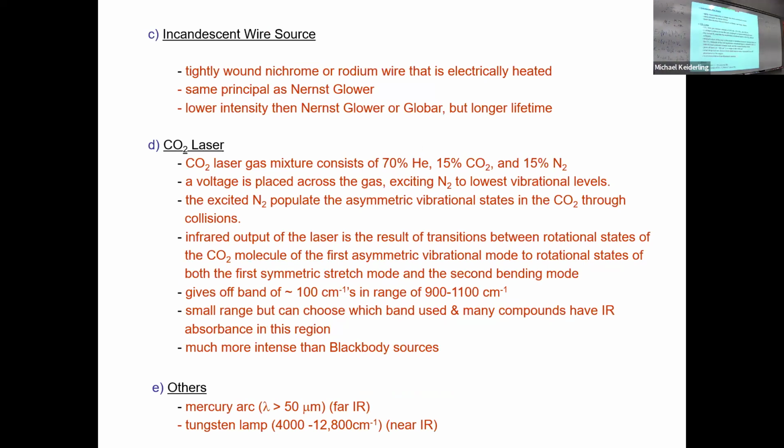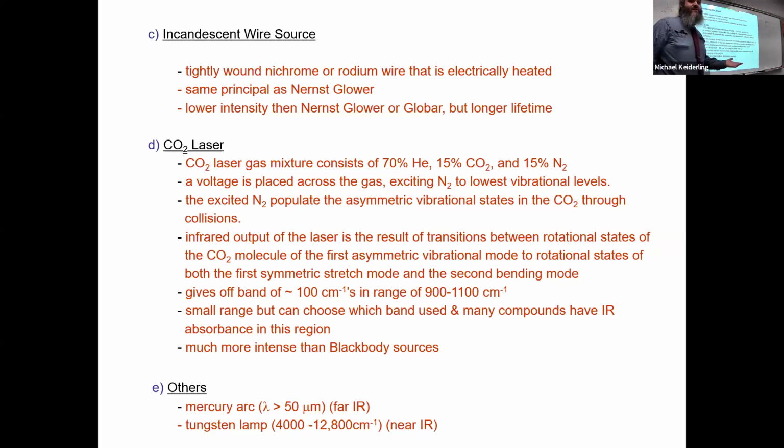You can use an incandescent wire source, which is a hot wire. So this is often a tightly wound nichrome or rhodium wire that's electrically heated. Have you ever seen an electric space heater? One of those ones with the coil wire, that's it. It's a toaster. It's the same principle as a Nernst glower or a glow bar. It's a lower intensity than a Nernst glower, but a longer lifetime. Nichrome wire is used as heating wire in things like toasters and electric furnaces and other kinds of stuff.